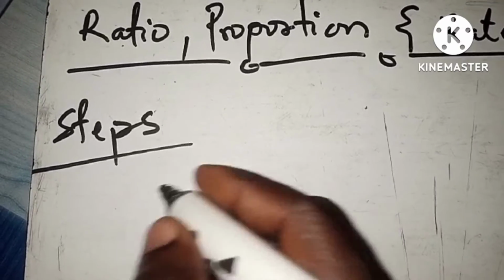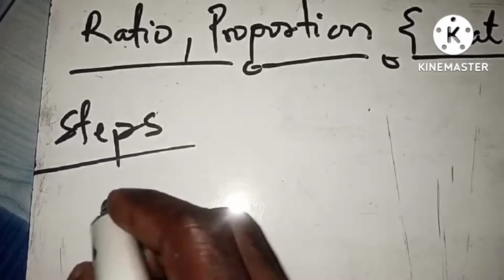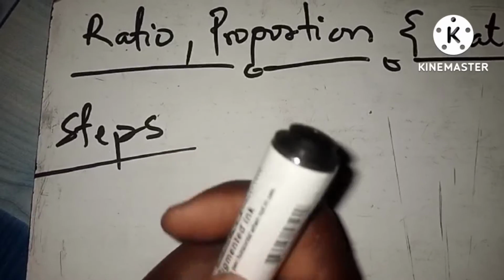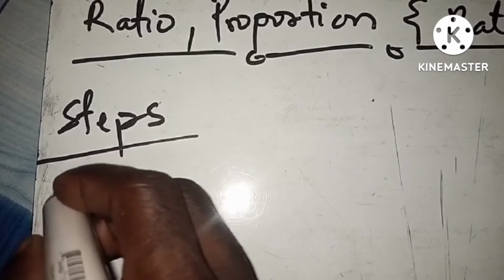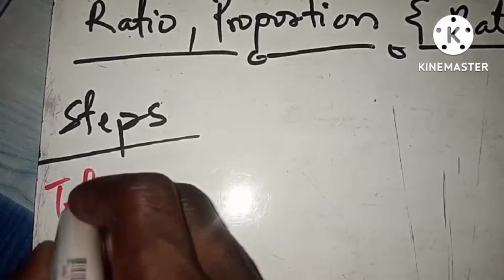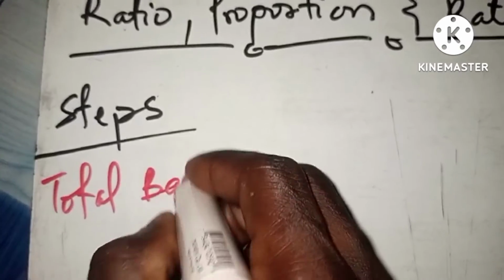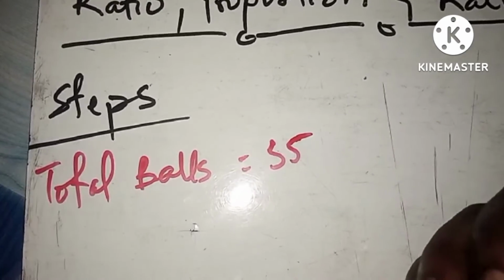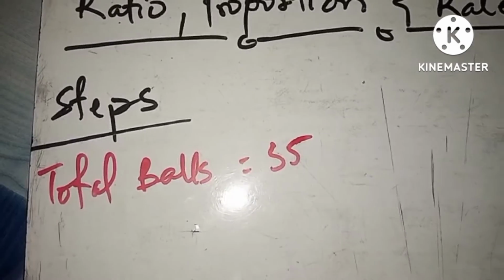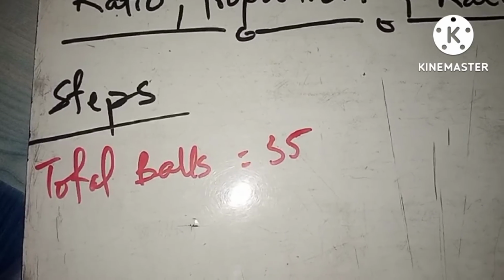35 colored balls. What you are dealing with is the total balls. So the total balls is equal to 35. That is what we are given. Is that okay? These are shared among four people, so let's say four teams.